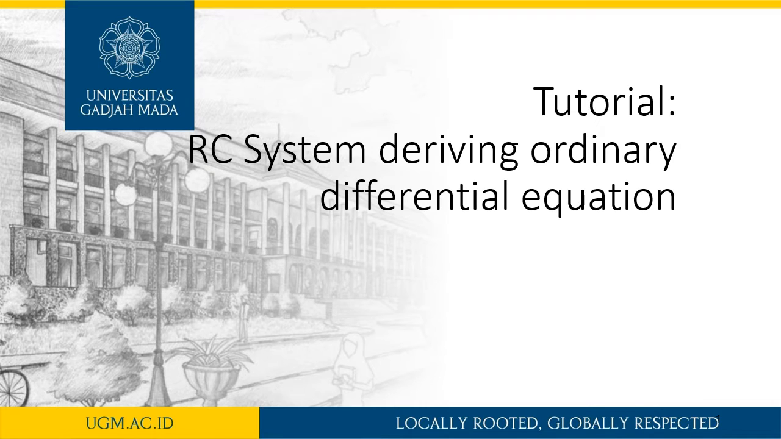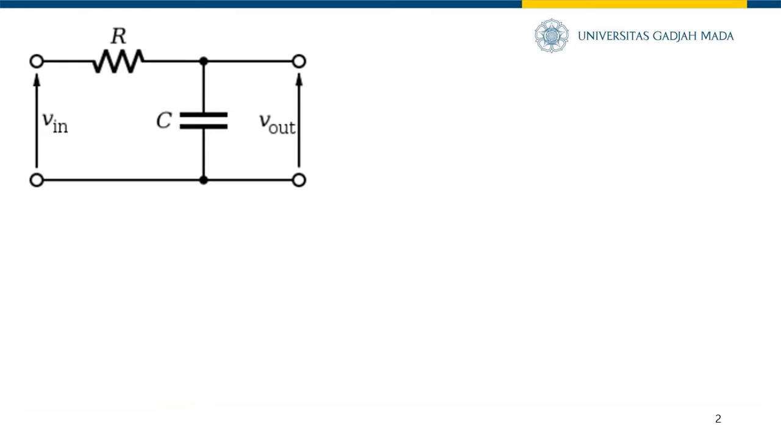In this video, I will show you how to derive the ordinary differential equation of a simple system. The system consists of a resistance component and a capacitor component. Firstly, we identify the variables, the parameters, the input, and the output.